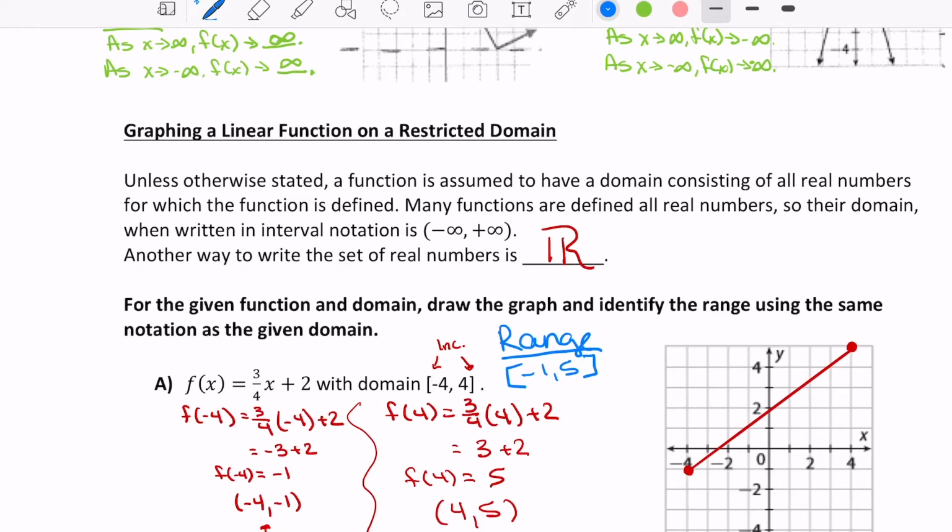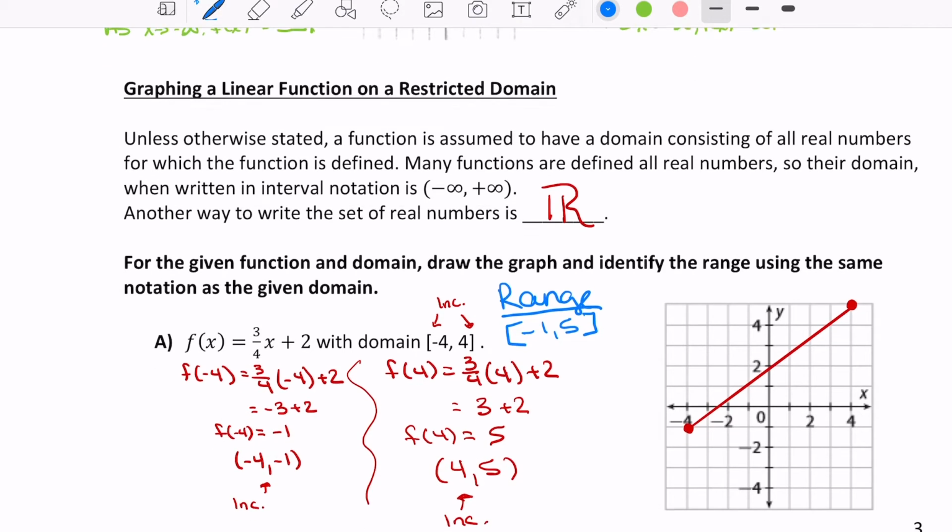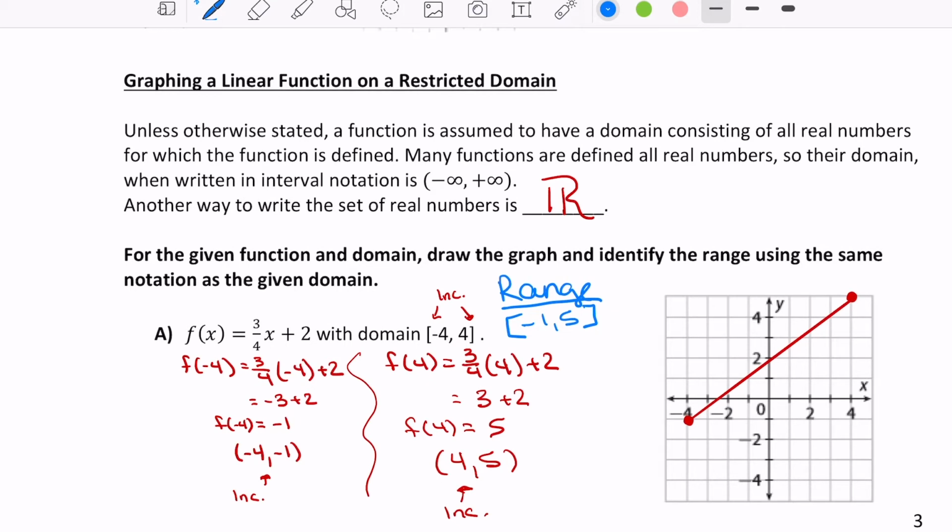All right, guys, let's go over how to graph a linear function on a restricted domain. Anytime we have a function, we assume that its domain is going to consist of all real numbers. So when there are no restrictions, we would simply write out the domain using interval notation as negative infinity to infinity, right? It can also be written using the symbol for all real numbers, which is this R.